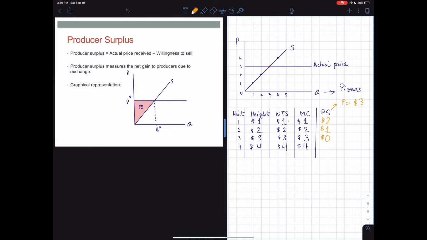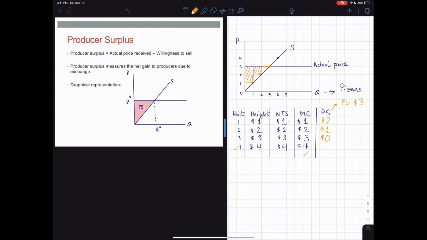So graphically on this graph, this is my producer surplus from the first unit, the second unit, and for the third unit it's 0. I'm not going to sell the fourth pizza because the minimum price that I need, which is 4, is greater than the actual price that I get, which is 3. So I won't sell that pizza, and as a result, I don't get any surplus.